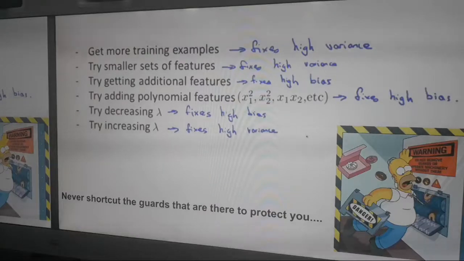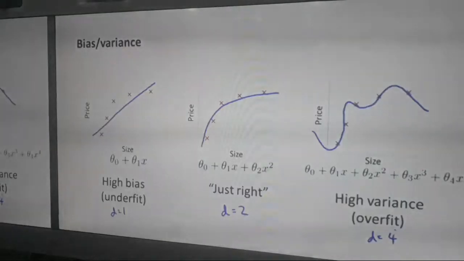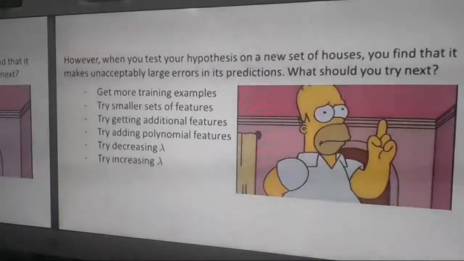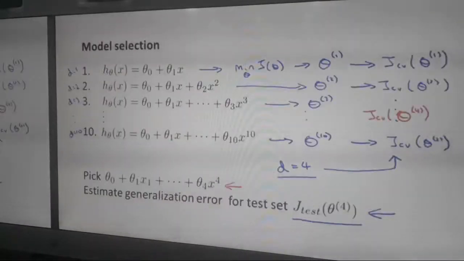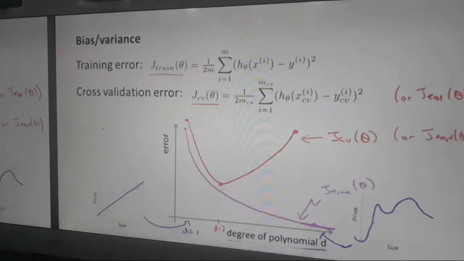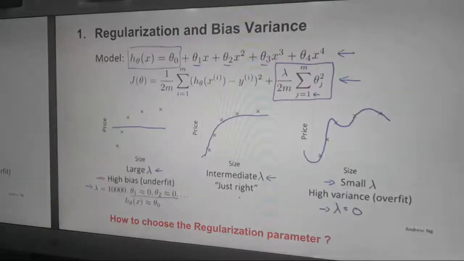Let me go back to that slide. This one. I'm sure you have not passed this slide. The slide is okay. So, high bias, right? How do you solve the problem? Increase the lambda?